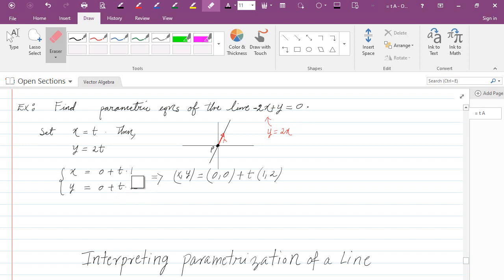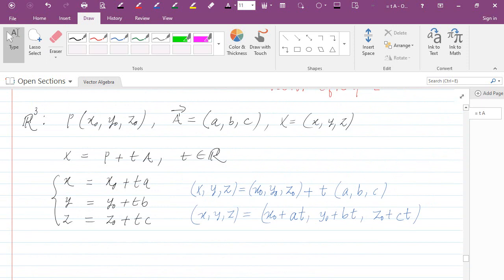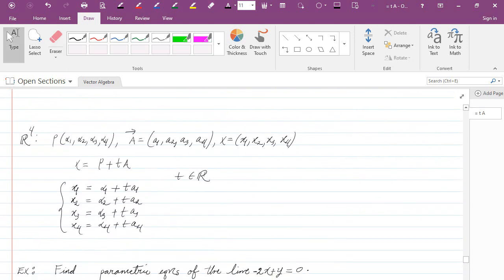So when we look at the parametric equations of a line, t is called a parameter here. And when we draw the straight line, notice that t doesn't appear in our figure. So that's why it's called a parameter.